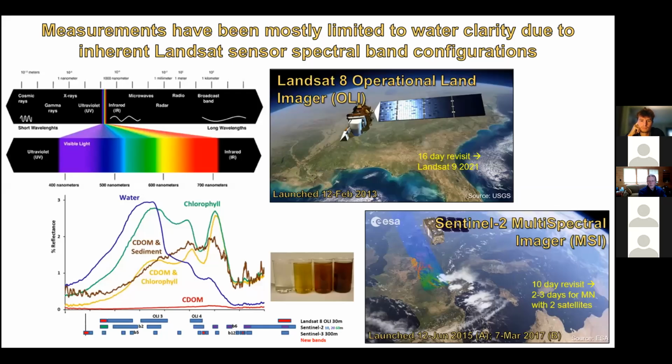So we have 2 satellites that are available: Landsat 8 and then Sentinel 2. Basically the spectral characteristics determine how well it can measure different water quality variables. I have all the spectral bands on the bottom of this graph here, and then some characteristic reflectance spectra, which were collected in Minnesota lakes.